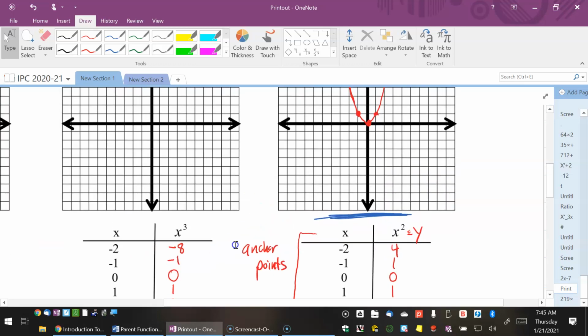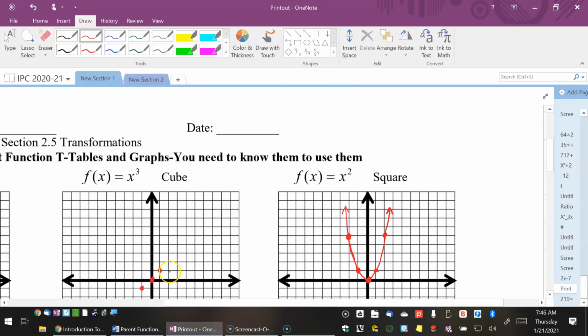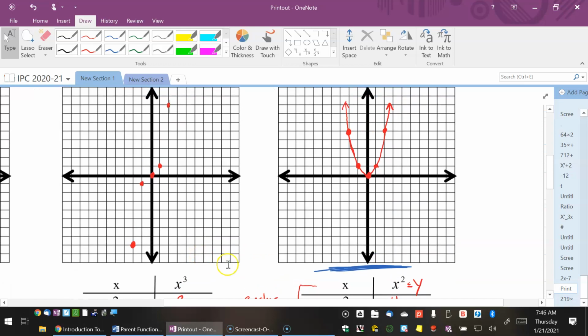If we plot these out, -2, -8. -1, -1, 0, 0, 1, 1. And then 2, 8. Right there, we see the traditional S shape of x cubed. X squared has a U shape. X cubed has an S shape.